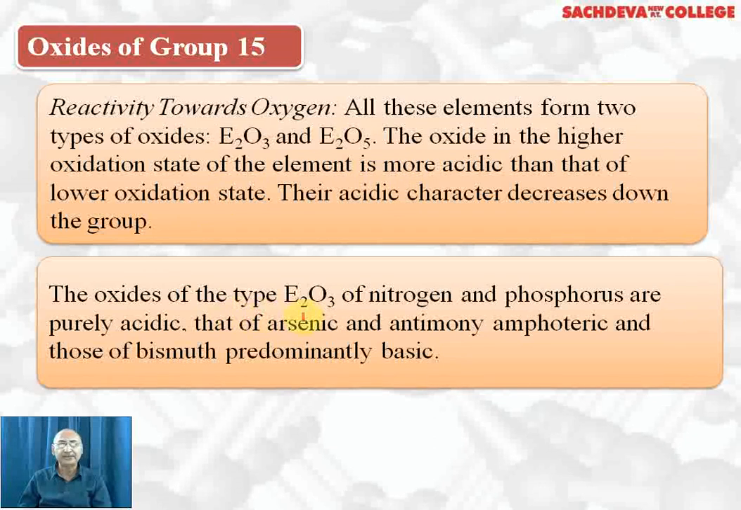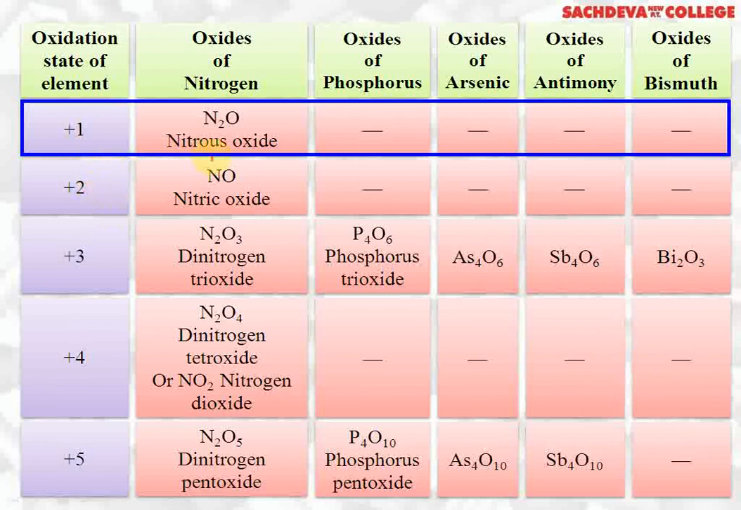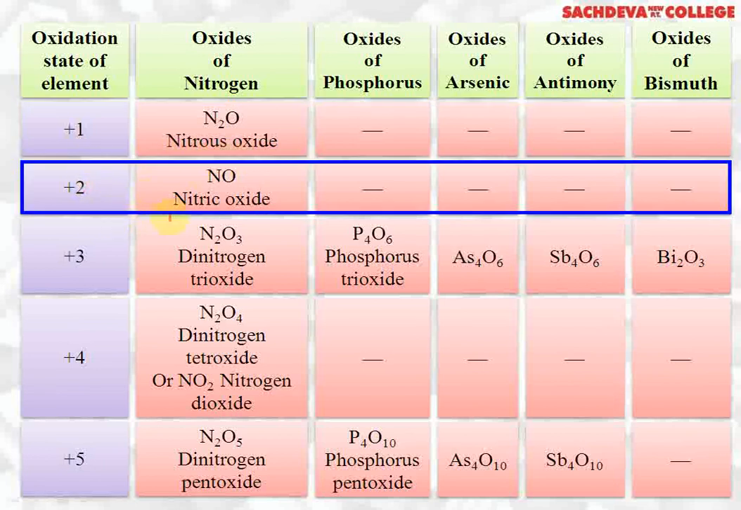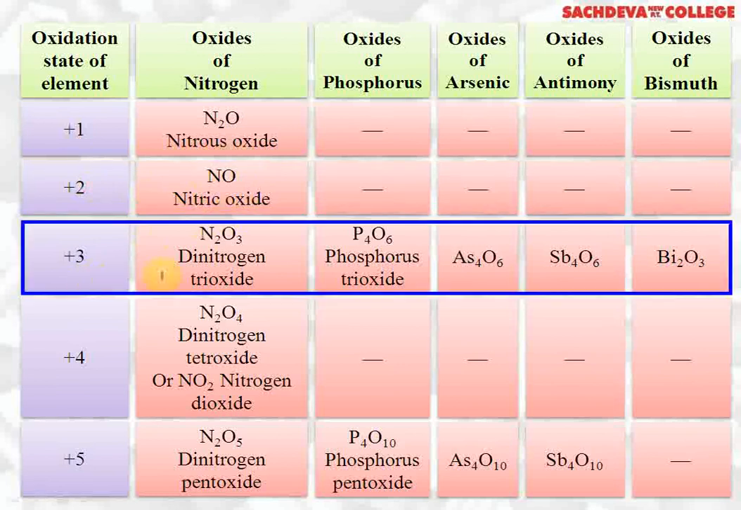The oxides of the type E2O3 of nitrogen and phosphorus are purely acidic. That of arsenic and antimony are amphoteric, meaning acidic as well as basic, and bismuth is predominantly basic because it has metallic properties. Oxidation state: in +1, nitrogen forms nitrous oxide; in +2, it forms nitric oxide; in +3, nitrogen forms dinitrogen trioxide. Phosphorus forms phosphorus trioxide, which exists as a dimer, and the trioxides of arsenic and antimony also exist as dimers. Bismuth trioxide exists as a monomer.